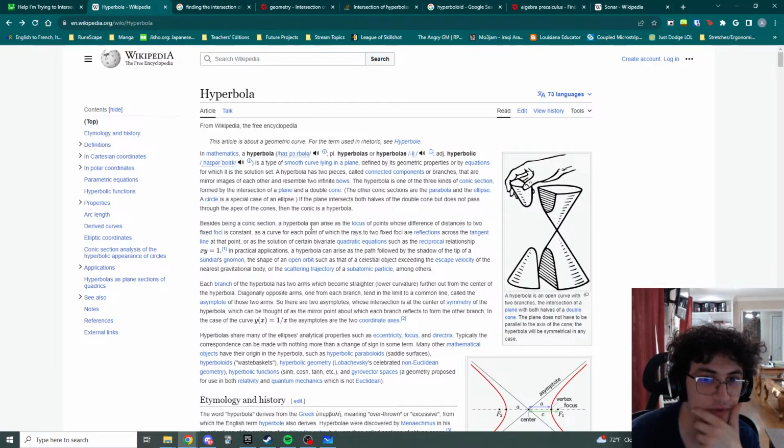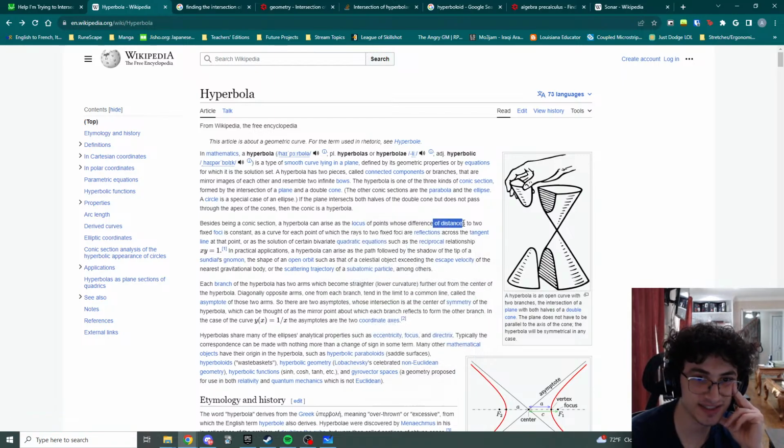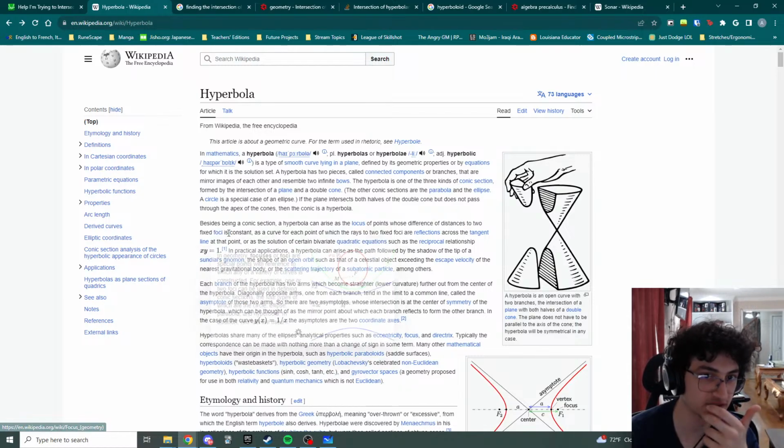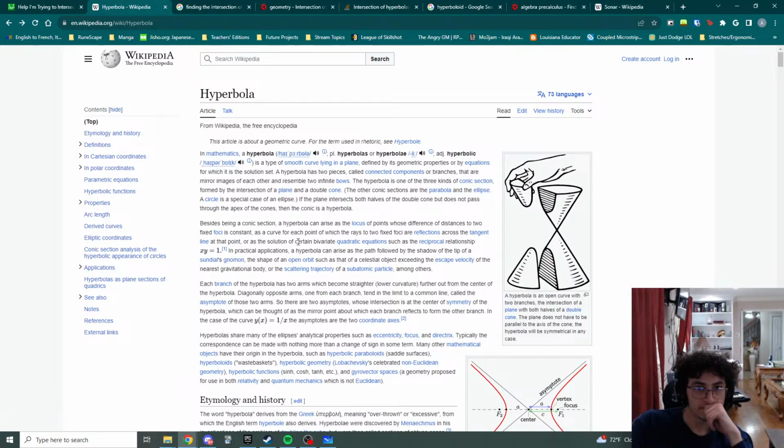Besides being a conic section, a hyperbola can arise as the locus of points, so the set of all points, whose difference of distances to two fixed foci or two fixed microphones is constant. As a curve for each point of which the rays of two fixed foci are reflections across the tangent line at that point, as a solution of certain bivariate quadratic equations. Cool. Line. Two asymptotes.